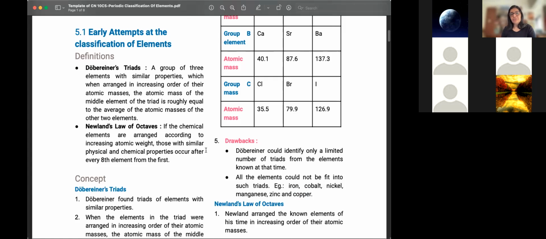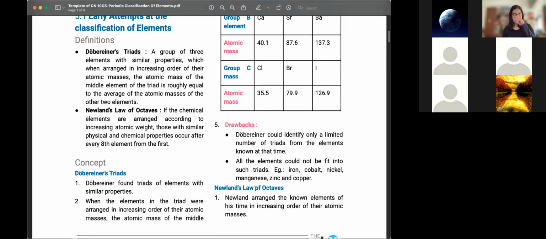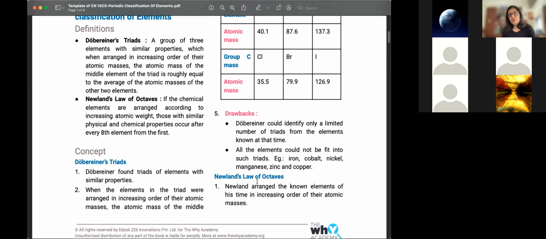So next comes Newlands' law of octaves. Some time passes; this was in the 1860s, I think. John Newlands was a British scientist, while Dobereiner was German. He also attempted a classification. What Newlands did is, instead of picking similarities, he took all of the elements known during his time and arranged them in increasing order of their atomic masses.